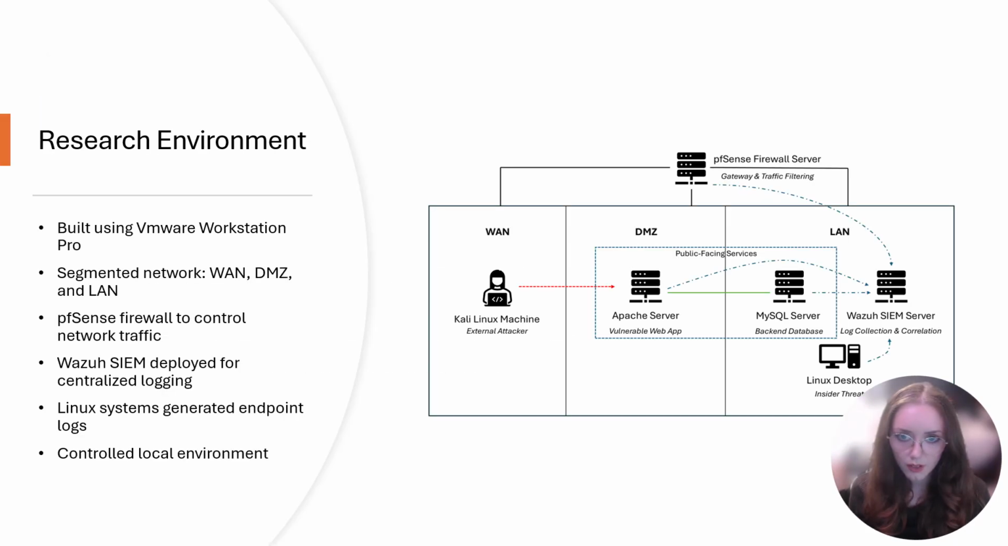Our research environment was built in VMware Workstation Pro and simulated a small enterprise network. As shown in the diagram, the network was segmented into WAN, DMZ, and LAN zones using a pfSense firewall. A Kali Linux machine acted as the external attacker. A purposely vulnerable web server using Damn Vulnerable Web Application, or DVWA, was hosted in the DMZ.